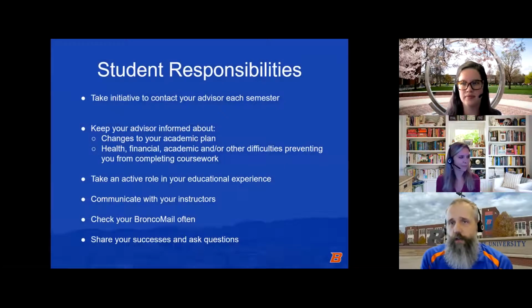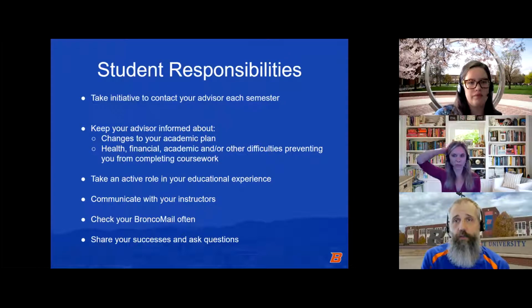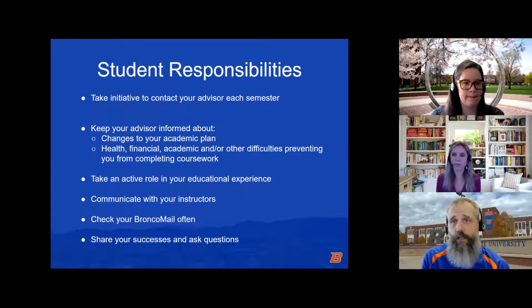Now, that was a little bit about our responsibilities and our role. Let's talk a little bit about your responsibilities as a student. So it's very important for you to be proactive in your experience through your education. You're going to get out of it what you put into it. So you want to make sure that you are reaching out and contacting us each semester so that we can get connected with you and figure out that next semester of classes.